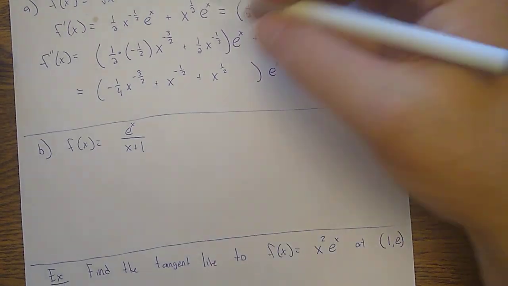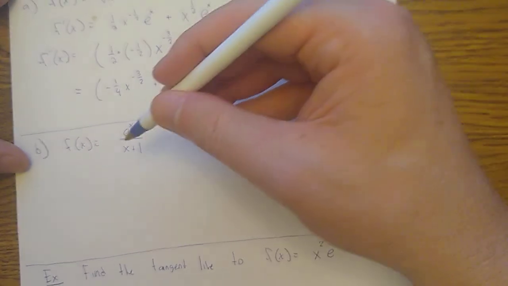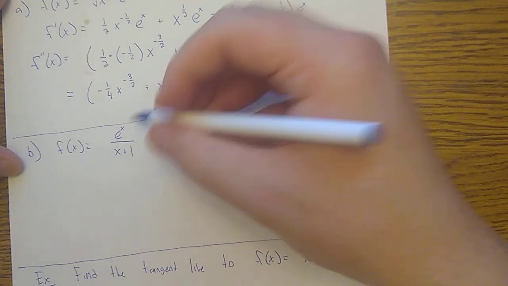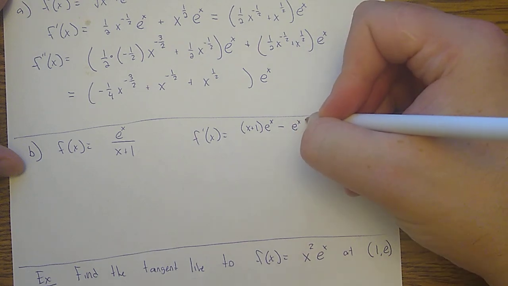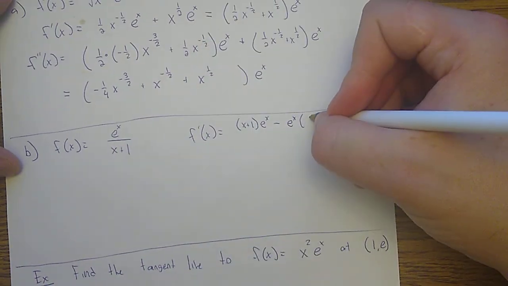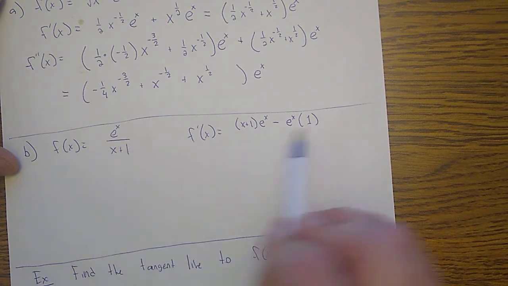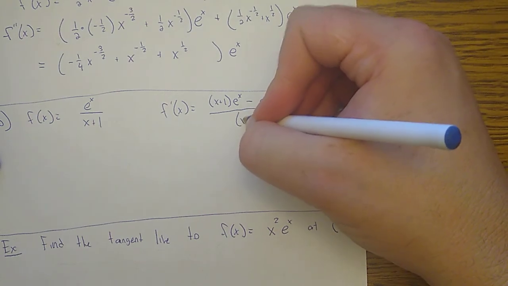All right, let's do this one. So this is naturally the quotient rule. So f prime of x would be, okay, bottom, it's the bottom times the derivative of the top minus the top times the derivative of the bottom. The derivative of this bottom would just be 1, right? Because the derivative of x is 1 and the derivative of 1 just goes away, over the bottom squared.